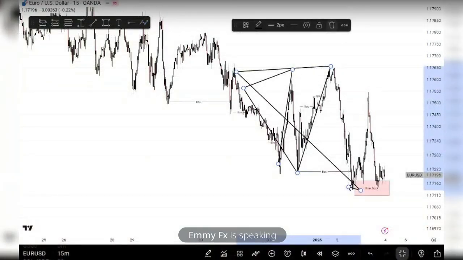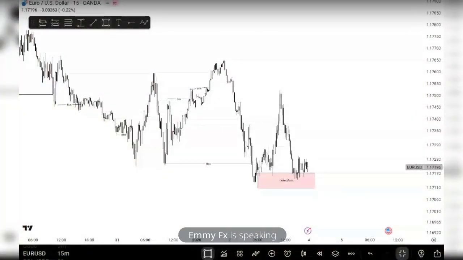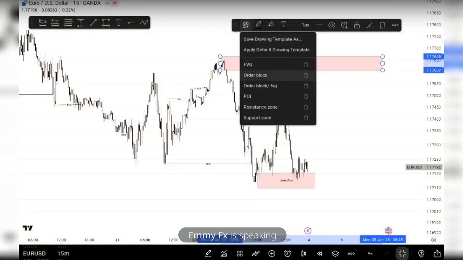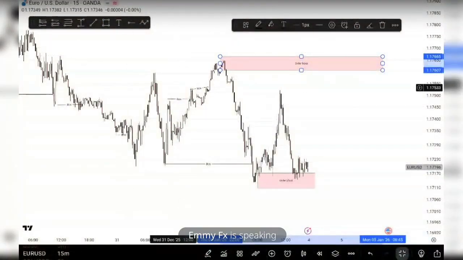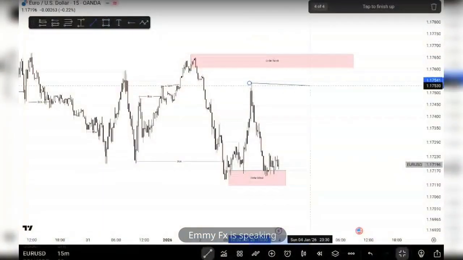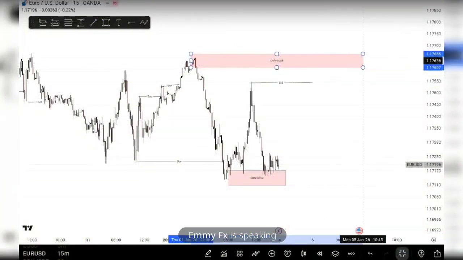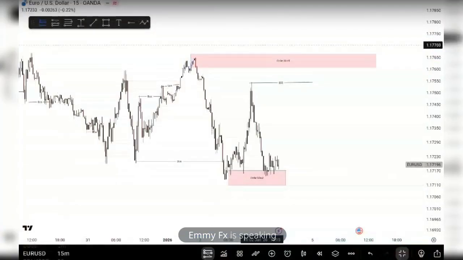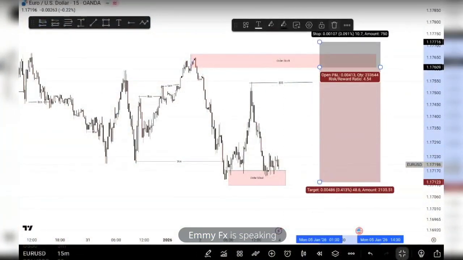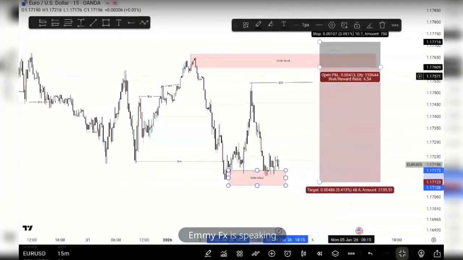All right, since we have this break of structure to the downside, we have this origin to wait for price. We are going to take this here as liquidity. Price is going to take out liquidity from there, and we move to the downside, right? So we want price to return back to that zone and move to the downside, right?